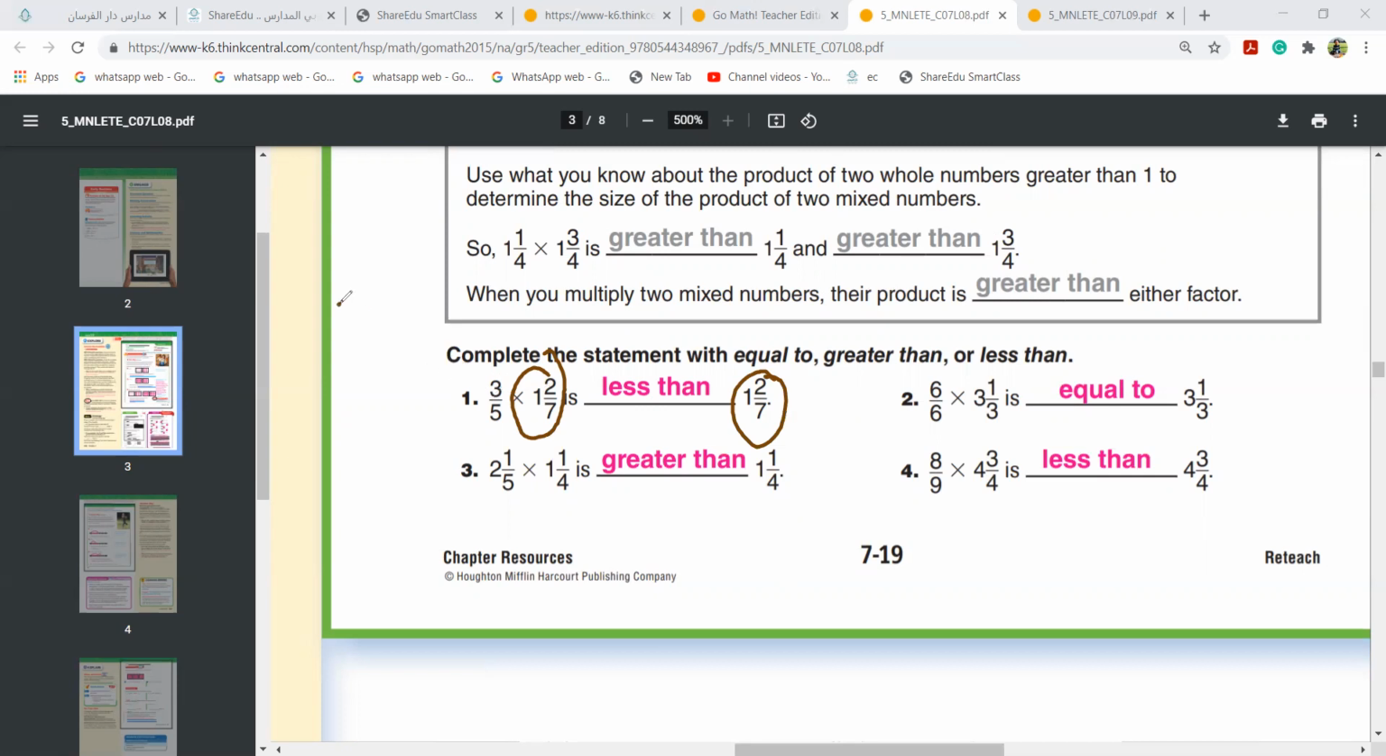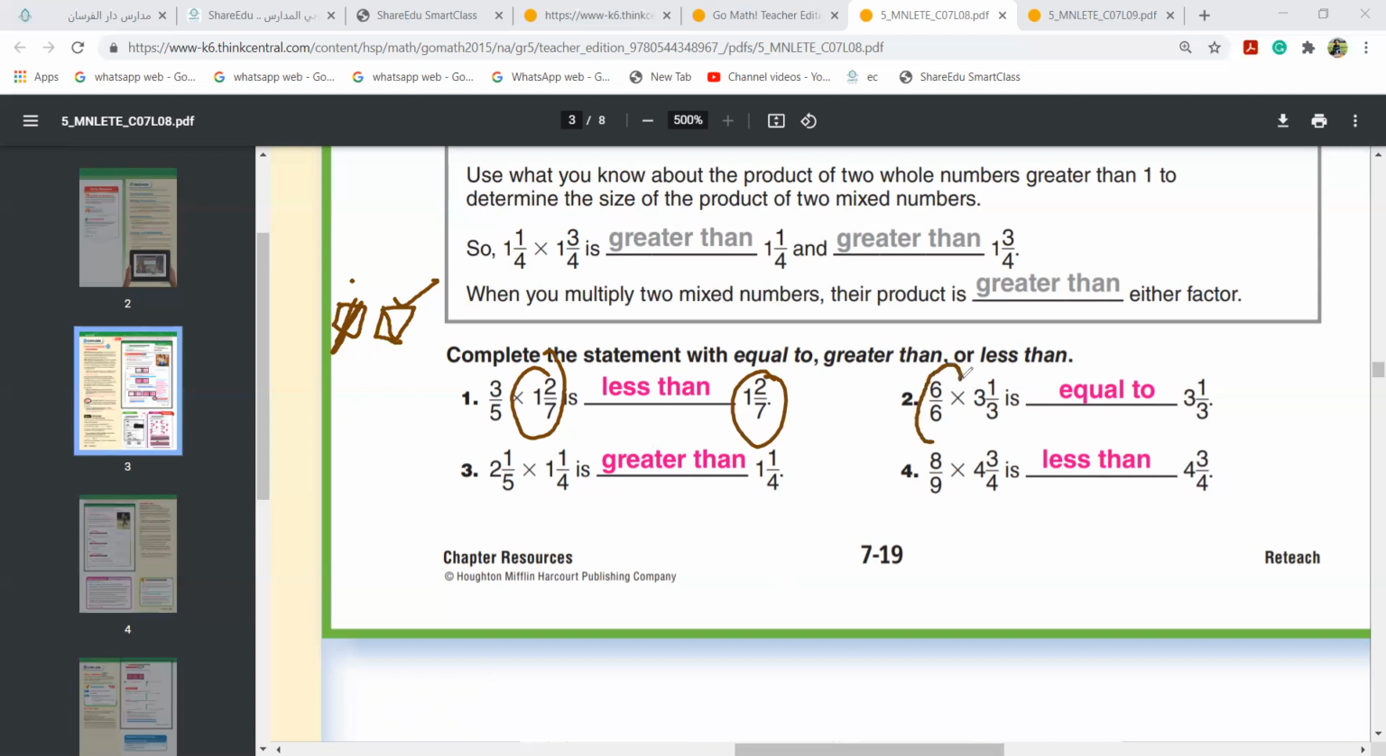Like example, I have 2 cloth. They are same in size, these 2 cloth. If I take half of this cloth, what do you think? Which one will be remaining greater? This one or this one? The one I have put a tick mark. This is greater because I have taken half of this cloth and this is the full cloth. This is 1, 2 over 7. I took 3/5 of this cloth. So of course this is less than. You don't even have to calculate.